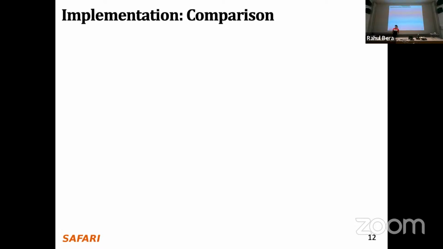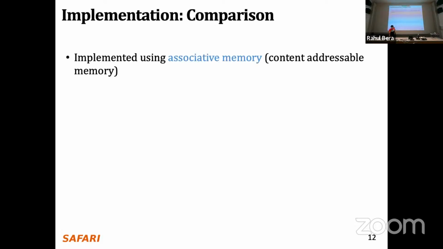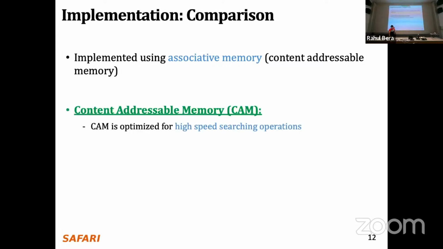Let's look at how we actually implement these operations in cache. Stone proposes that we should implement them using associative memory, also called content addressable memory. Content addressable memory is optimized for performing high-speed searching operations into memory itself. We address them using the content of memory.